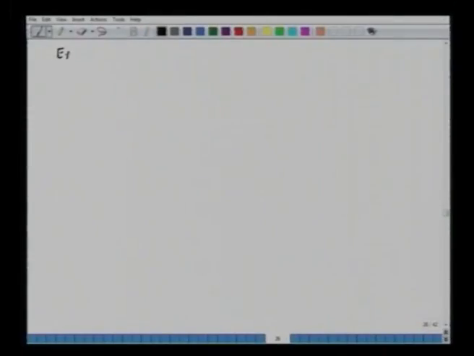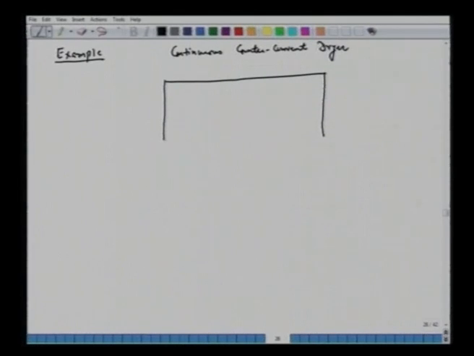So this is an example on continuous counter current dryer, all right. So the problem statement reads like this. Let's draw the schematic first, and let's divide into 3 regions. So we have region 1, 2, 3. Let's mark it 1 on this interface here, 2, 3, 4.